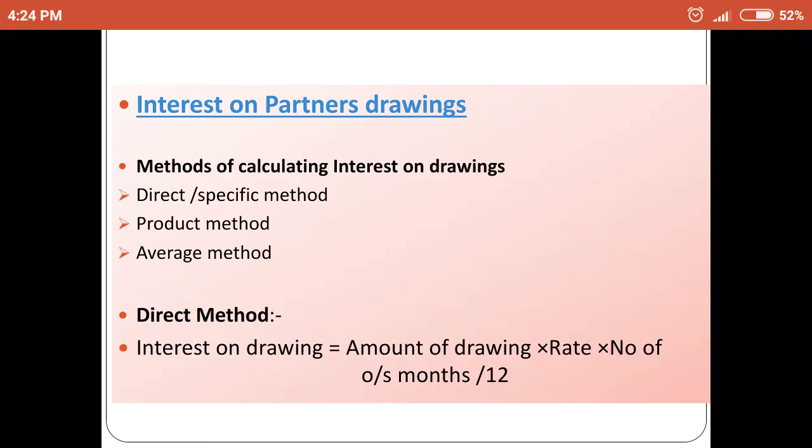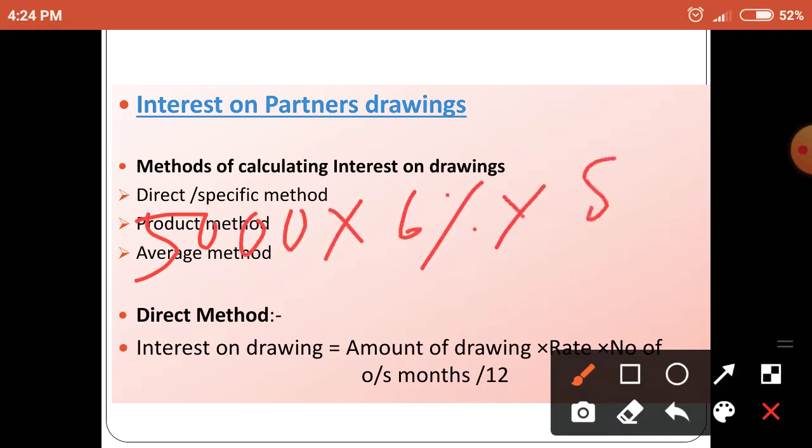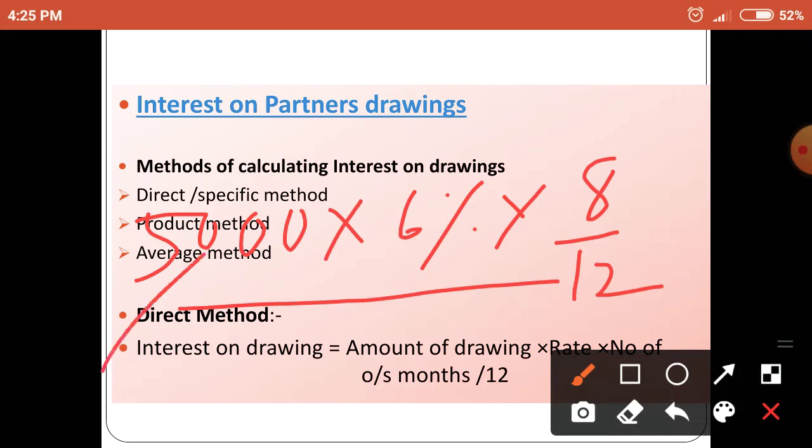Yes, so we have to take the outstanding months as 8. That is 5,000 drawing into rate of interest 6% into 8 months upon 12. Likewise you have to calculate the interest on drawing by the direct method. Let's solve problems in the next video.